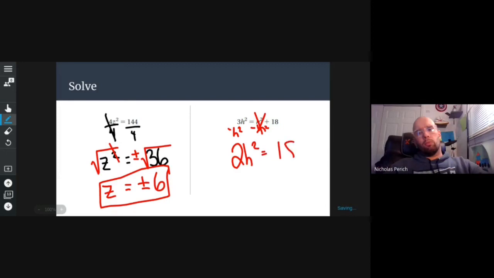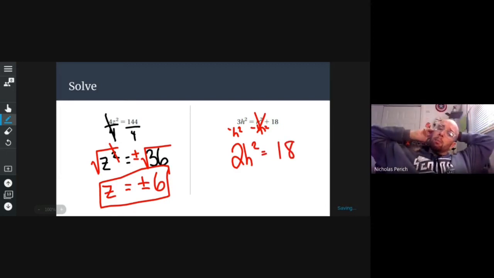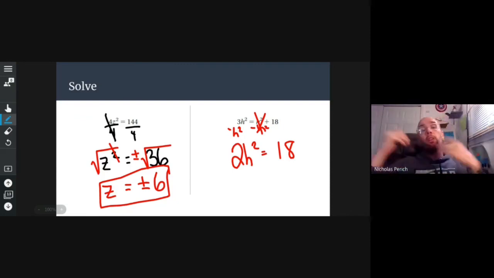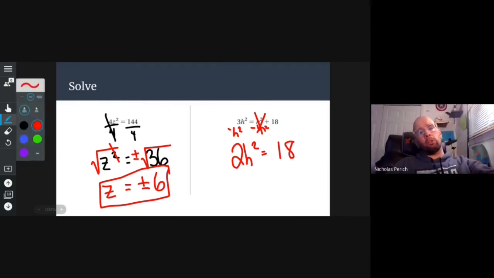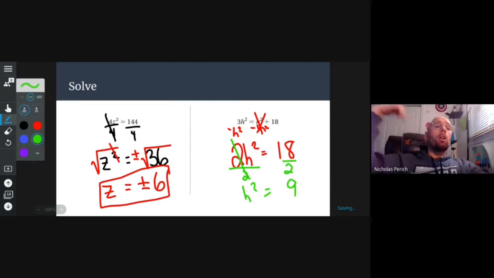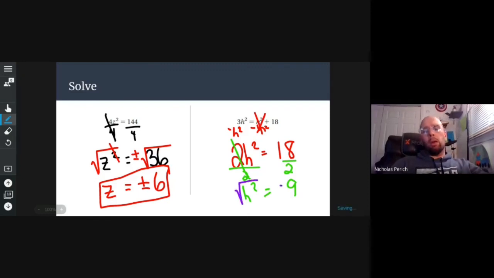Is H all by itself? No. What's in the way? 2 and this squared. Let's get rid of the big 2 first by dividing both sides by 2. H squared equals 9. Is H all by itself now? No, because squared's in the way. Square root both sides. Remember, when you square root both sides to solve an equation, you have to attach the positive or negative symbol. So H is going to equal positive or negative 3.